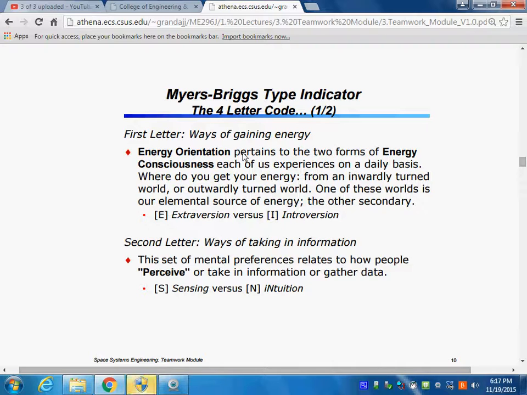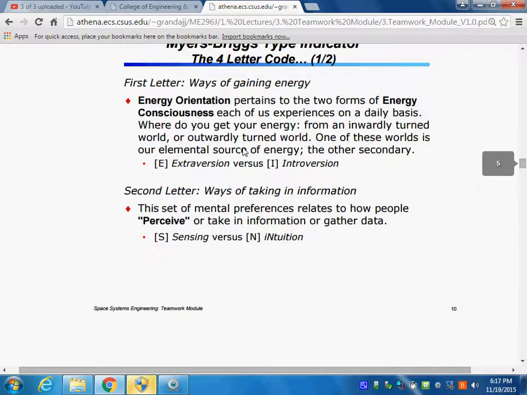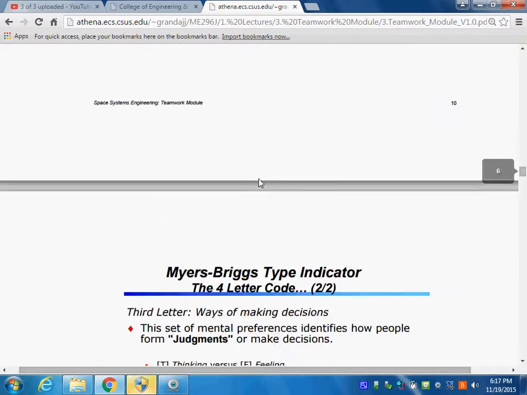Two, how do you take information? This is a preference of how people perceive or take information. How do you sense? Either you are sensing or you do it through intuition. There's a lot of talk about women being different than men in this regard, and I think it's true. But nevertheless, this is the second letter.